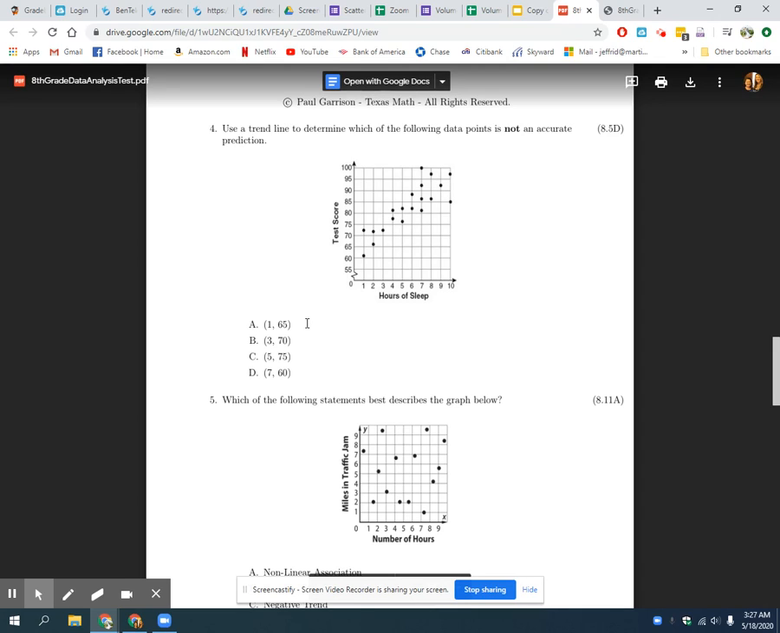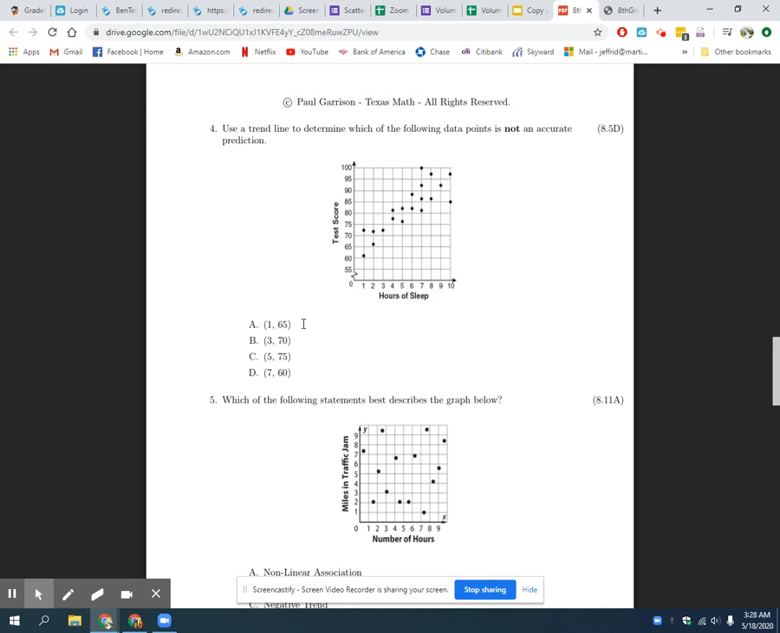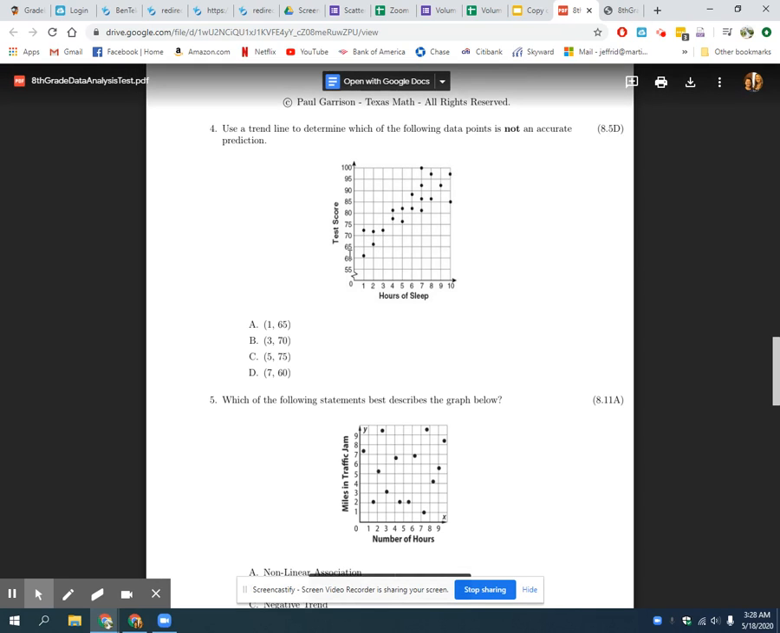Okay, so now let's answer the question, which of these points is not accurate compared to this trend line? So we remember how to graph points. 1 represents your x and 65 represents your y. So go to the right 1 and up 65. Would this be a good possible dot for this trend line? Absolutely. 3 comma 70, over 3 up 70. I would say that's definitely in the vicinity for this trend line.